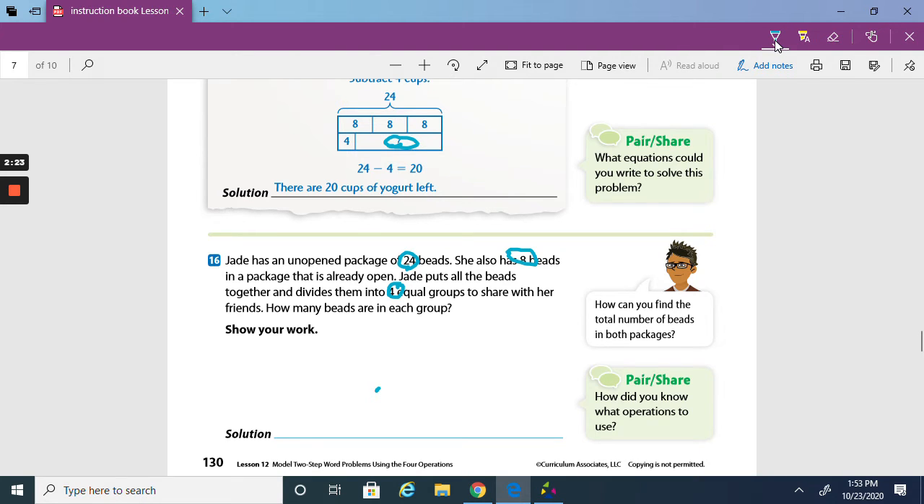Well, I've circled 3 numbers, so I know that I'm probably going to have to do 2 steps to find the answer to my question of how many beads are in each group. Pause the video here and draw a picture or a model like the one above that explains how to find how many beads are in each group, and be sure to record your answer on the solution line.